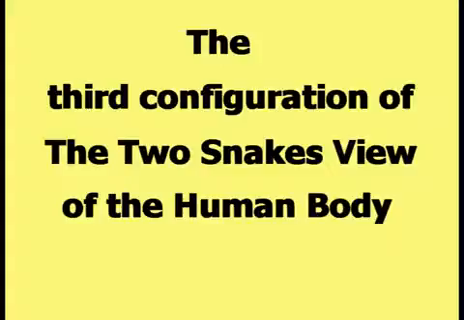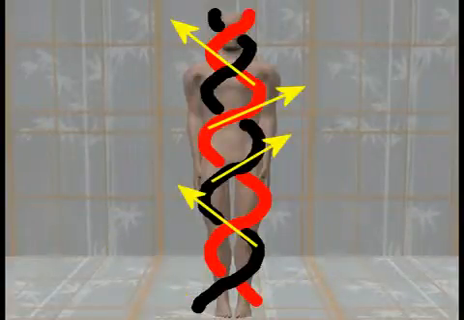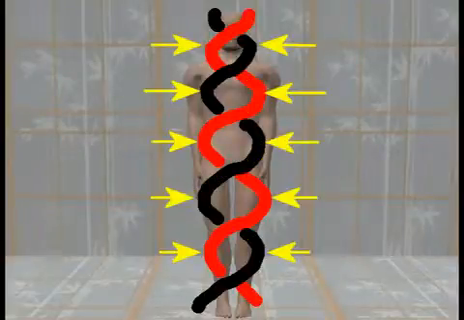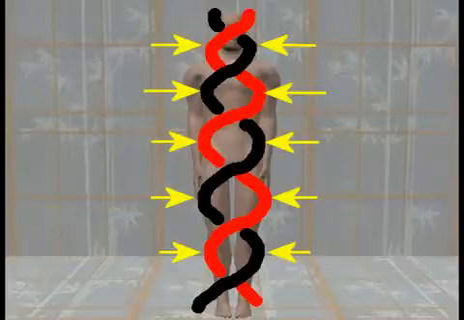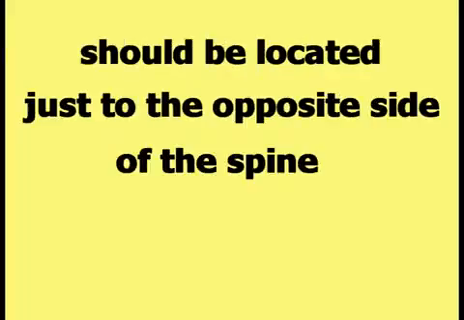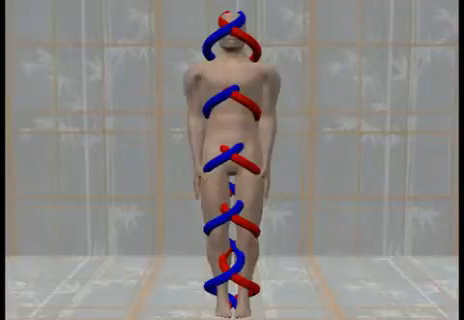The third configuration of the two snakes view of the human body is shown in this picture. Two lines representing the bodies of snakes crisscross back and forth across the human body from one side of the torso to the other. This is an exaggerated picture to make the concept clear. Instead of reaching over to the opposite side of the body, the inside edge of each coiling snake should be located just to the opposite side of the spine, as demonstrated by the thin tubes representing snakes in this picture.